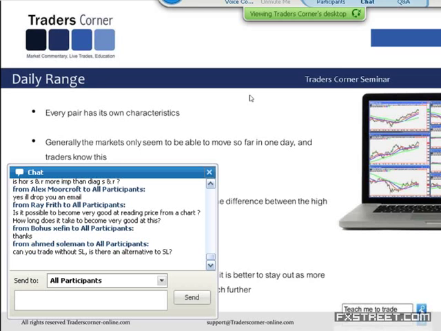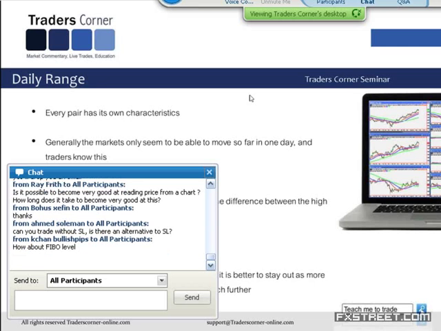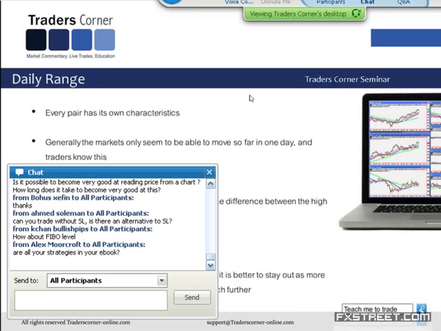Is it possible to become very good at reading price from a chart? How long does it take to become very good? It is very possible, Ray, and it really depends on the person. You can learn something every day, but if you're dedicated, you should be able to get the basic concepts after a few weeks. But it's going to take you a good few months of looking at charts and watching them every day to understand how they really sort of move.